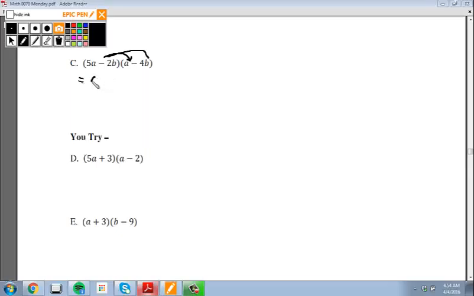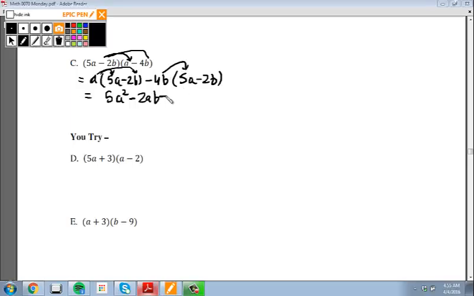5a minus 2b times the a. Then I have minus 4b times the 5a minus 2b. Distribute the a. So I have 5a squared. This one might be a little bit tricky for you. A times minus 2b here. I'm going to write it as minus 2ab. I'm just going to write it in alphabetical order. So instead of saying minus 2ba, I'm going to write minus 2ab, so that it's always in alphabetical order.